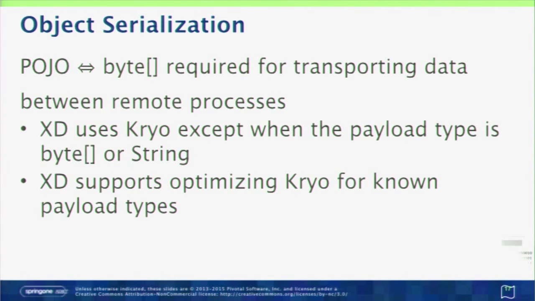But typically, if you're doing a custom stream and you have domain objects that you want to process, and you know those are the only types of objects you're going to work with in XD, then you can be smarter about how you serialize. You can go to the Kryo API and write your own serialization, which avoids reflection. That's basically it.